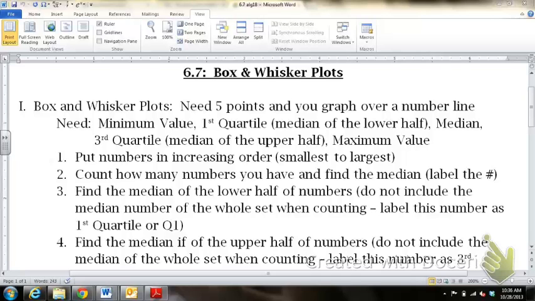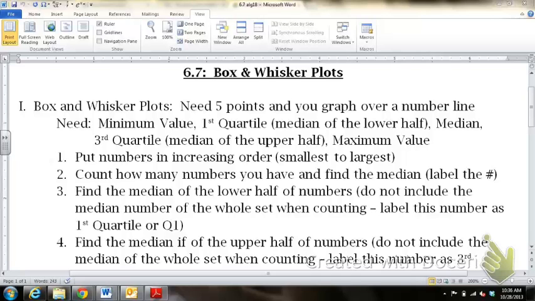In section 6-7, we're going to talk about box and whisker plots. To make a box and whisker plot, you need 5 points, and then you graph these 5 points over a number line. The 5 points that you need are your minimum value, your first quartile, which is the median of the lower half of numbers, the median, which is the middle number, the third quartile, which is the median of the upper half, and the maximum value.